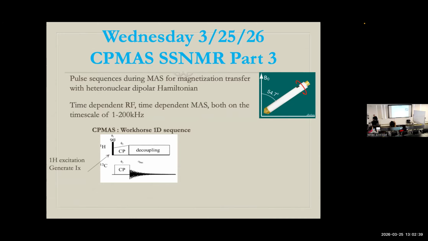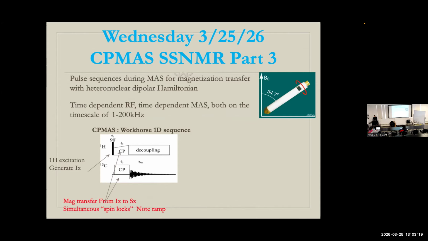So the workhorse sequence we're going to talk about first, as an example of a heteronuclear transfer element in magic angle spinning experiments, has the acronym CPMAS, cross polarization magic angle spinning. You'll see this acronym all over the place. And a simple cartoon of it here could be broken down into blocks where the first thing you do is just project with a 90 to get some magnetization that's orthogonal on your protons. Then you have a transfer element.